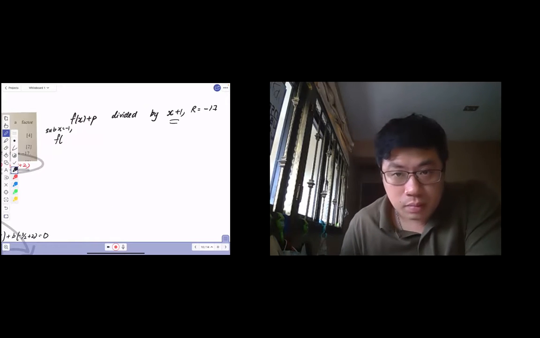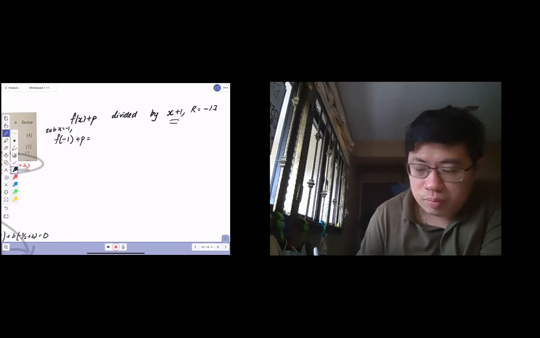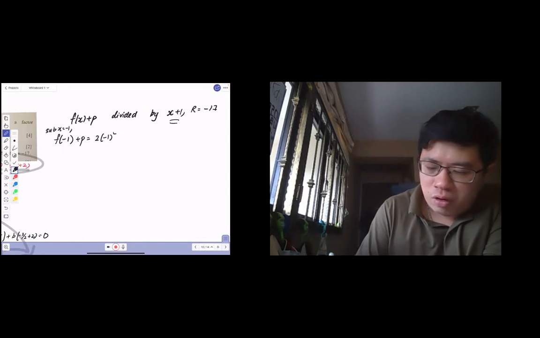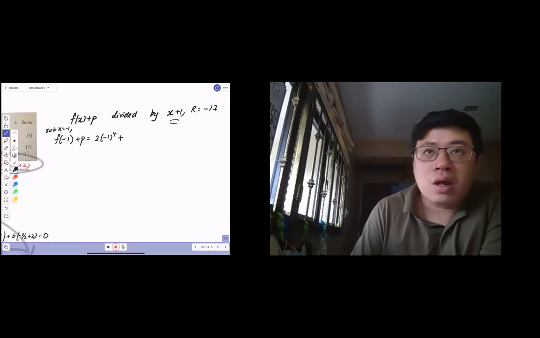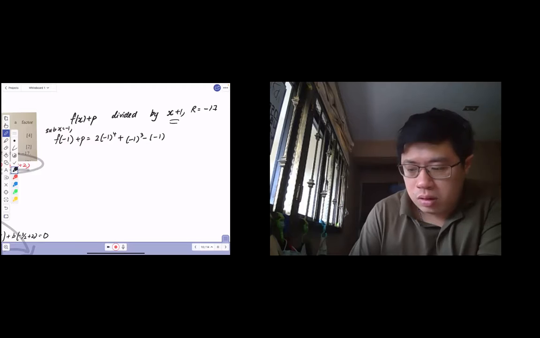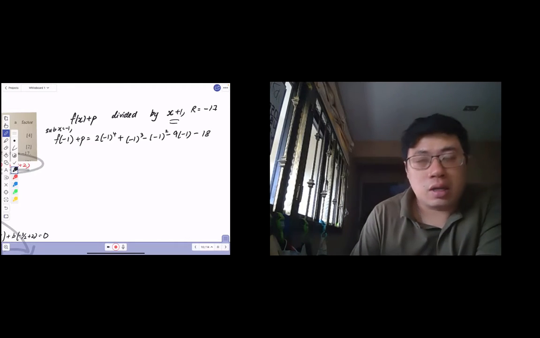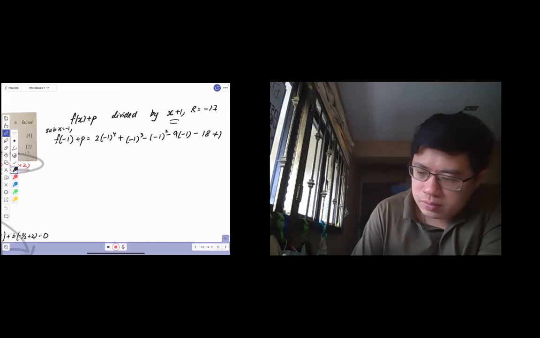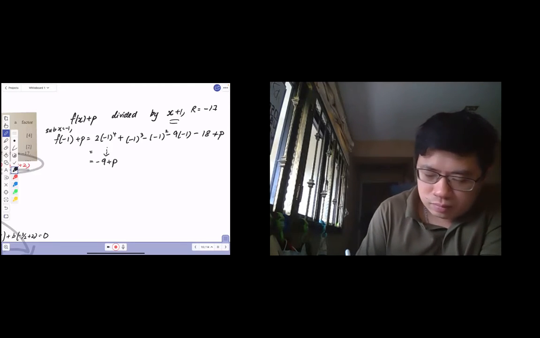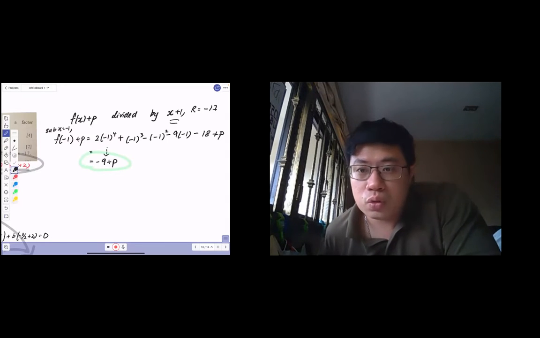First of all, what is f of negative 1 plus p? This will be equal to, you take 2 and negative 1 to the power 4. You basically sub all the x with negative 1, minus 18, plus p. Solving this will give you negative 9 plus p. Now this is equal to negative 17.